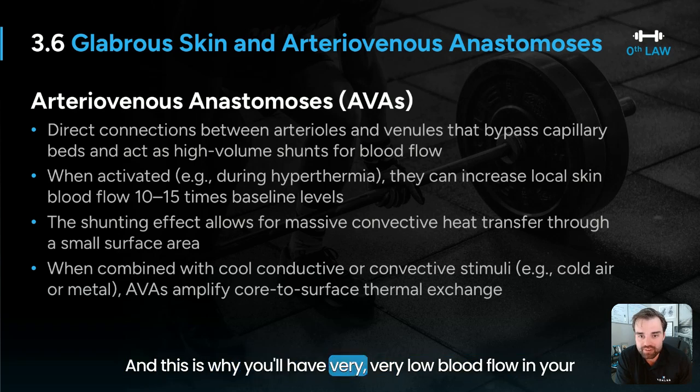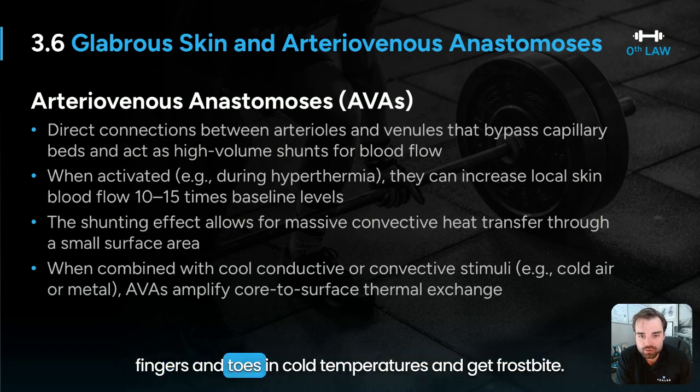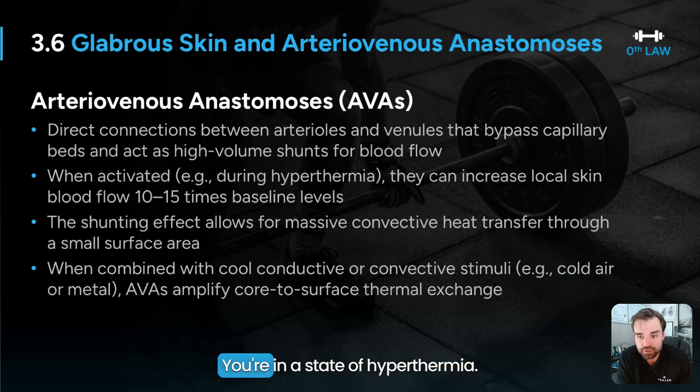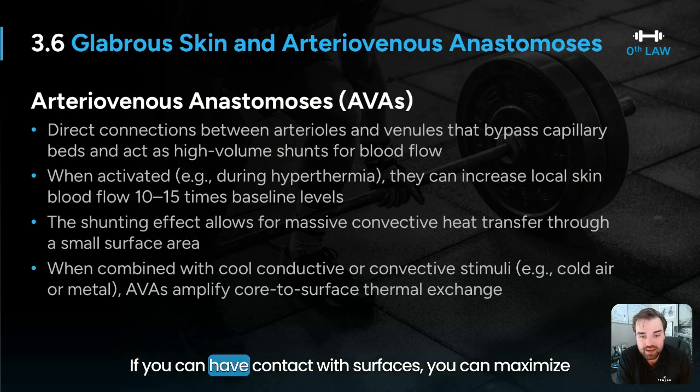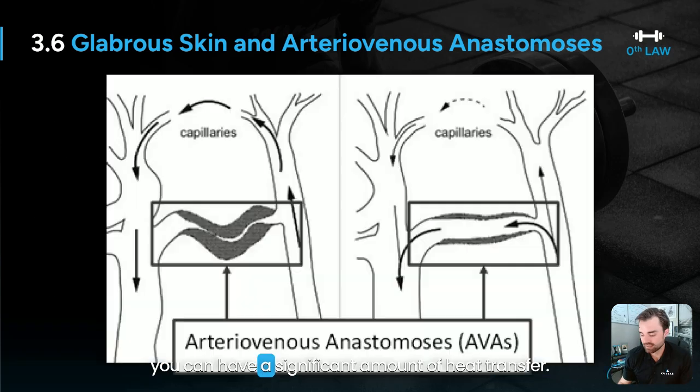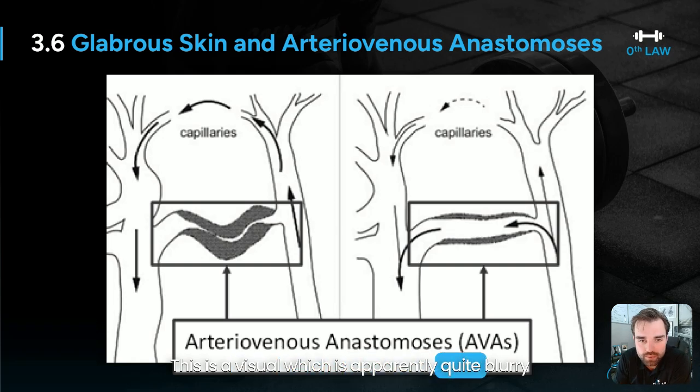And this is why you'll have very, very low blood flow in your fingers and toes in cold temperatures and get frostbite. So when combined, you have this dense vasculature, a lot of blood flow, you're in a state of hyperthermia. If you can have contact with surfaces, you can maximize conductive heat transfer through these portals, through these radiators on the body, you can have a significant amount of heat transfer. This is a visual which is apparently quite blurry in this, that shows exactly what these are.